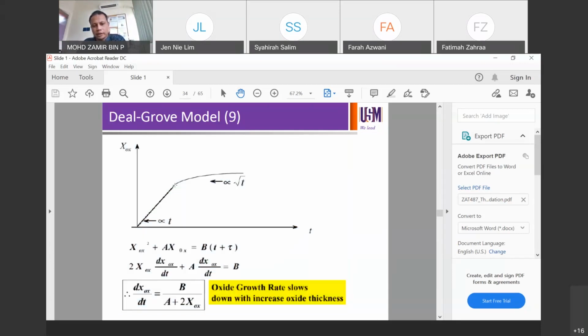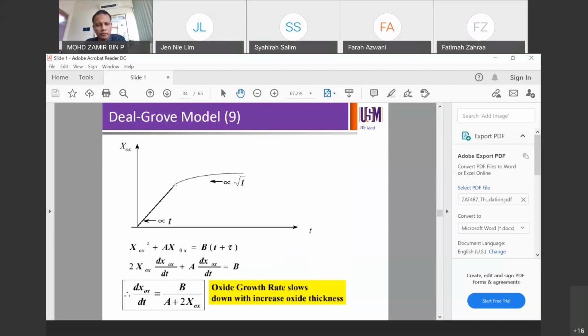In the middle here, can you see the cursor? Just checking. Can you see the cursor? Okay, good.